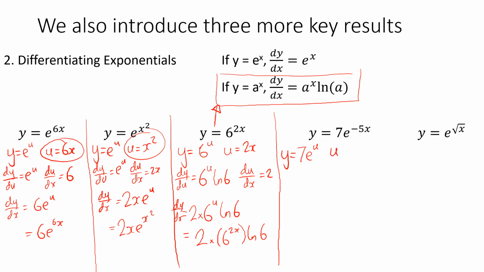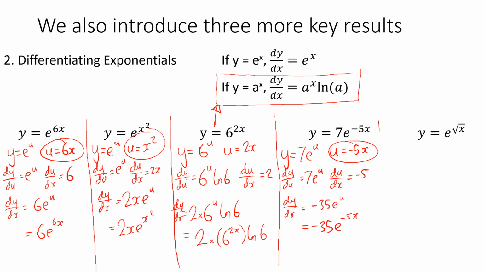And we only know how to differentiate e to the x, so we want this to be e to the just one letter. u is equal to minus 5x in that system. dy by du is equal to 7e to the u, because e doesn't change. du dx is equal to minus 5. Multiply them together to get our dy dx is equal to minus 35e to the u, which, subbing in our value of u, is minus 35e to the minus 5x.